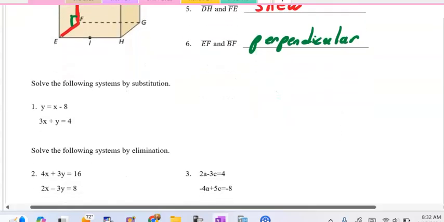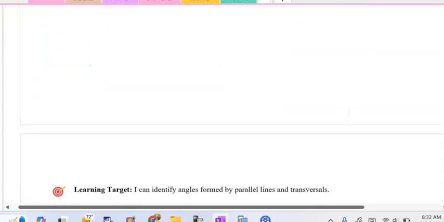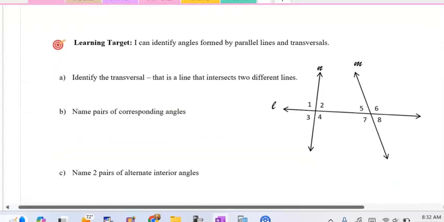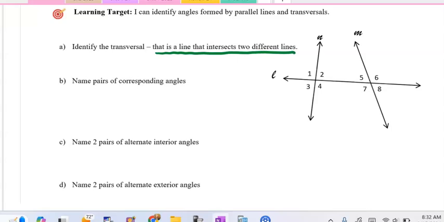Okay. In class, we skipped number 1, number 2, and number 3, so we skipped those 3 questions. And then we move to some vocabulary. So a transversal is a line that intersects 2 different lines. So in this particular problem, line L here is called the transversal.